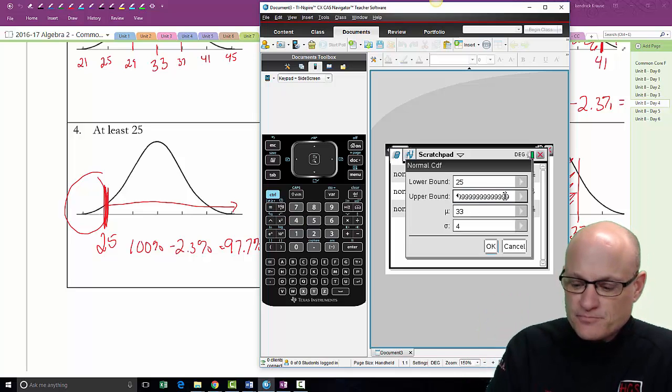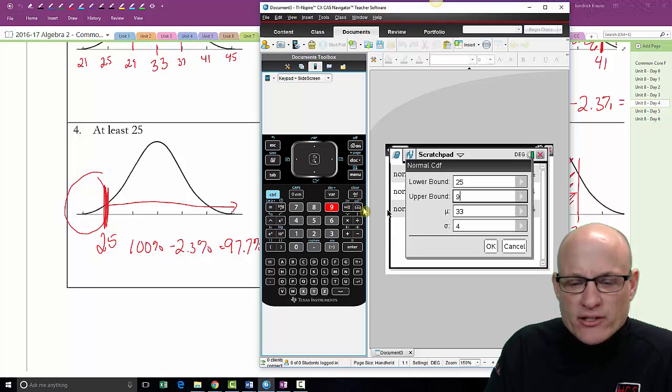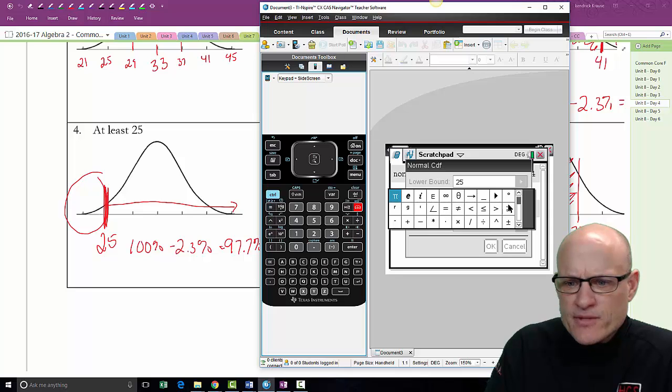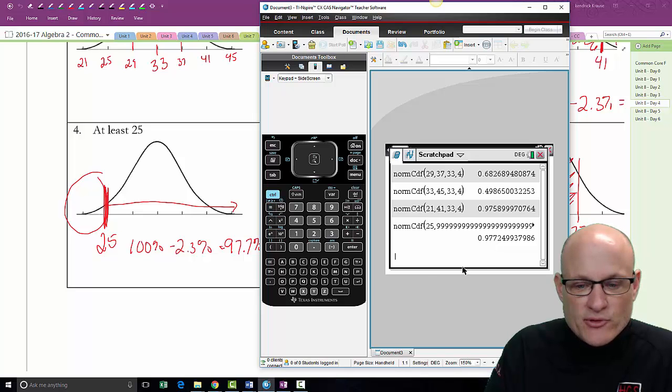The other thing you could do is use scientific notation. I forgot where it is in this calculator. Yeah, I don't even like doing that. Oh, wait, there's an infinity right here. It's in blue. Maybe I can just use infinity. I don't know if that's on your calculator. But the easiest way to do it is just a whole bunch of 9s. Click OK. There it is, 97.7%.